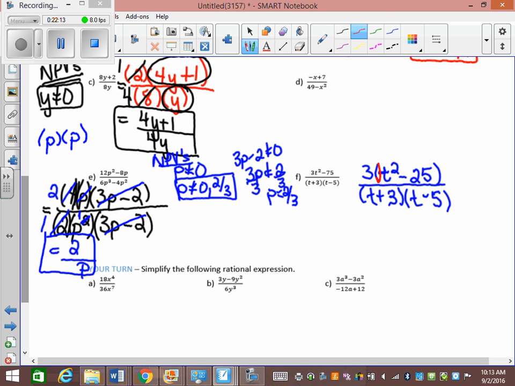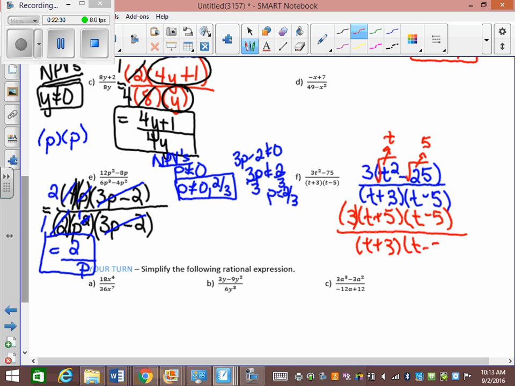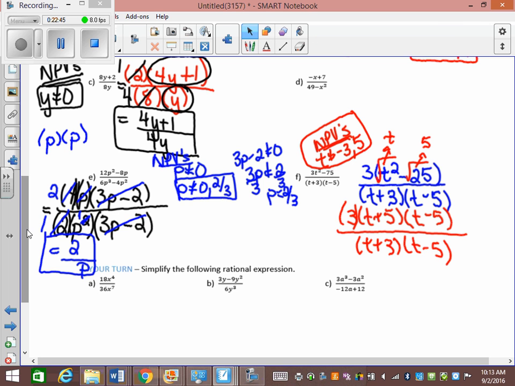So, square root of t squared is t. Square root of 25 is 5. So you get 3 times t plus 5, t minus 5, each in its own bracket. And on the bottom, I have t plus 3 and t minus 5. When I do my NPVs, it's going to be t can't equal negative 3 or 5. Okay? Now, once I state my NPVs, I can cancel them off. The t minus 5s go away.